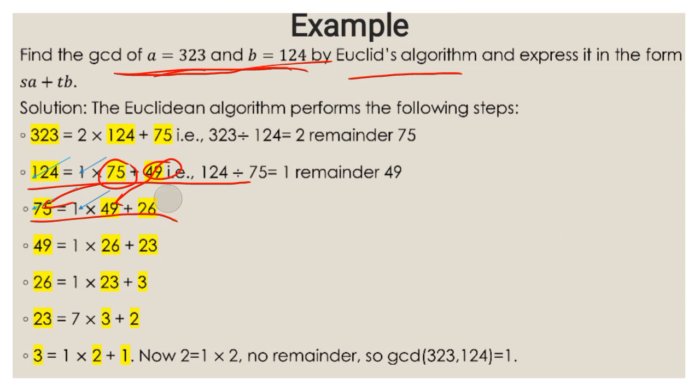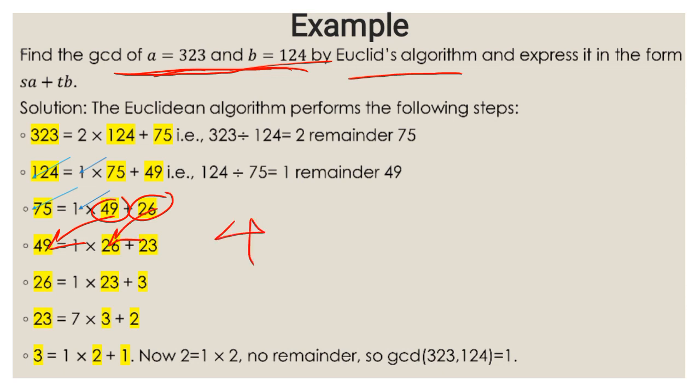I haven't done that again. My remainder is not yet 0, is it? So I keep going. I take the process again. My 49 comes forward here and 26 comes forward here. How? I take 49 divided by 26. How many times does 26 go into 49? It'll go 1 time. Remainder what? Remainder 23.